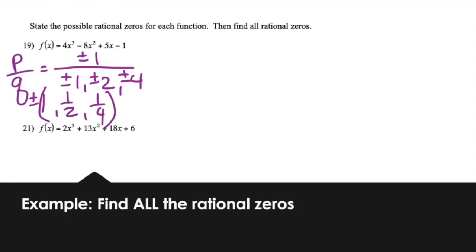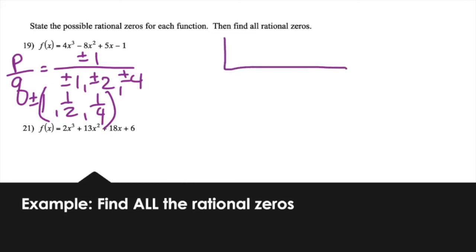Now, we have 6 possibilities here. 1, 1/2, 1/4, -1, -1/2, and -1/4. And we're going to try to find all of the zeros. So to do this, we're going to divide until we get a 0 remainder. So we need to pick one. I personally like ones without fractions, so let's see if we can do that one first.